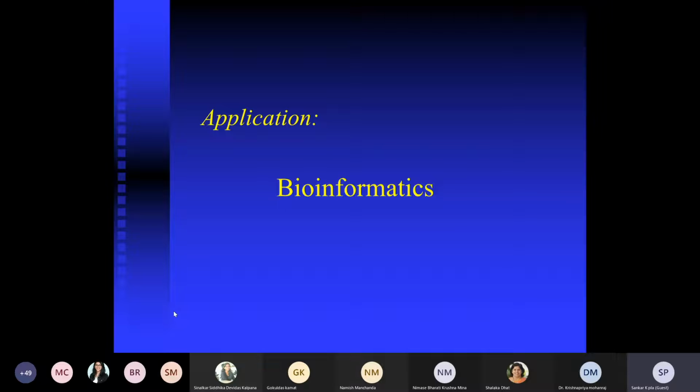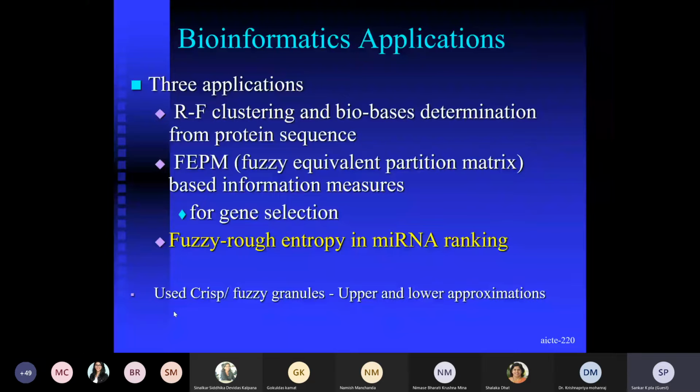Now I'll explain the application of this lower approximation in bioinformatics. I'll take just one example. You know that prediction of genes, prediction of microRNAs, and so on. So I will consider one example. There are so many applications of fuzzy clustering and biobasis determination, the fuzzy equivalence partition for gene selection. Here I will consider only fuzzy rough entropy in microRNA ranking.